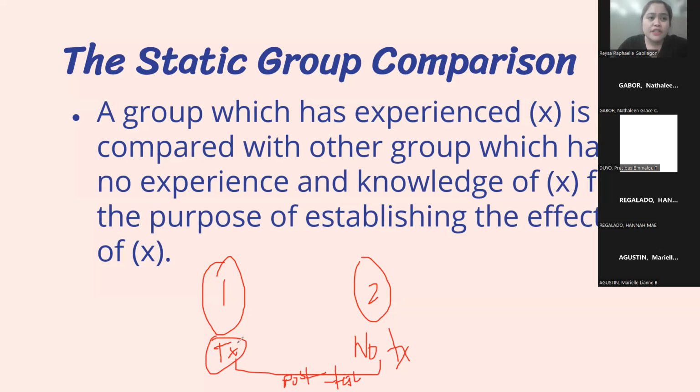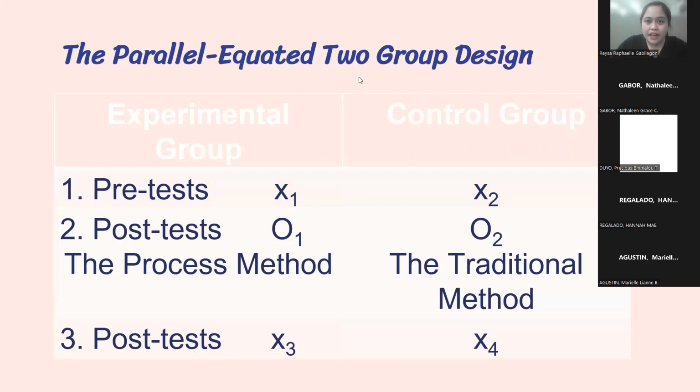But why can't we call this a true experimental research design? Dalawang grupo naman. What is missing here is the randomization. If we don't do randomization with our subjects, like we just assign them based on what we want, na ito, member ito ng group 1, sila magre-receive ng treatment, hindi talaga siya pwedeng tawagin true experimental research design. So ano lang siya? Static group comparison, which is under the pre-experimental research design. Okay? And then lastly, we have the parallel equated two-group design.